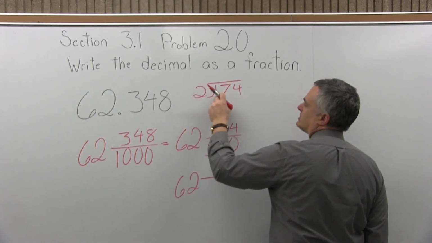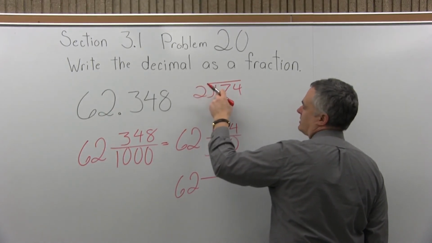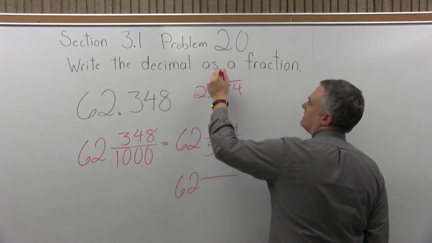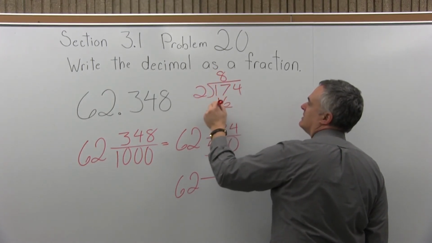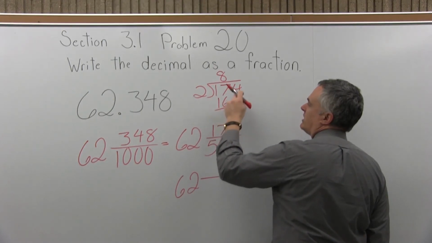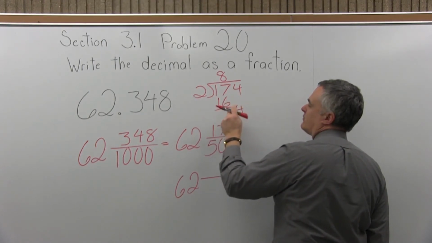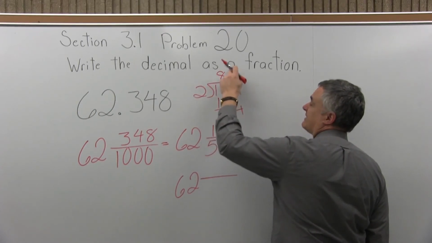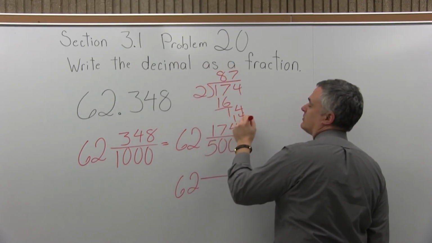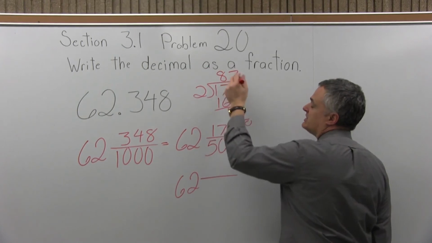the division. 2 goes into 1, it won't go. 2 into 17 goes 8 times. 8 times 2 is 16. 17 minus 16 is 1. Bring down the next digit, which is a 4. 4 next to the 1 makes a 14. 2 goes into 14 7 times. 7 times 2 is 14. Remainder is 0. So it is 87.